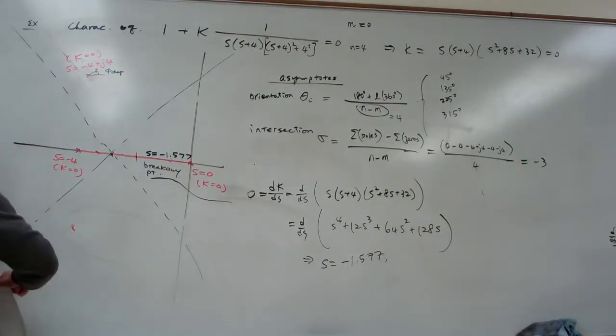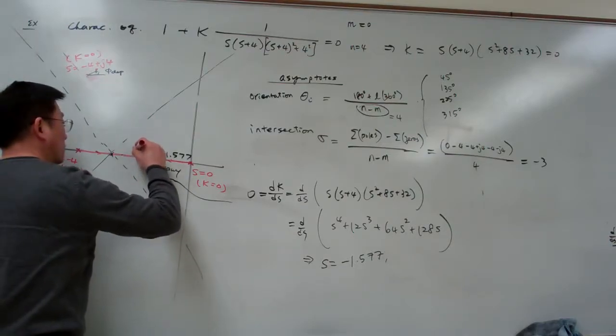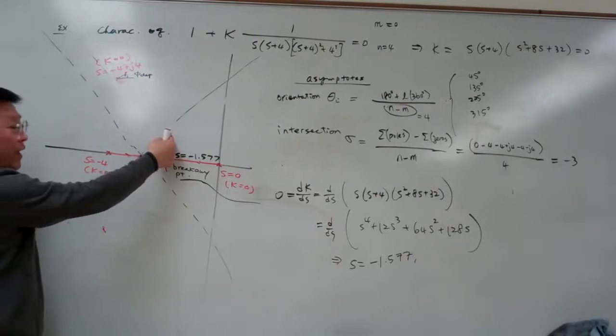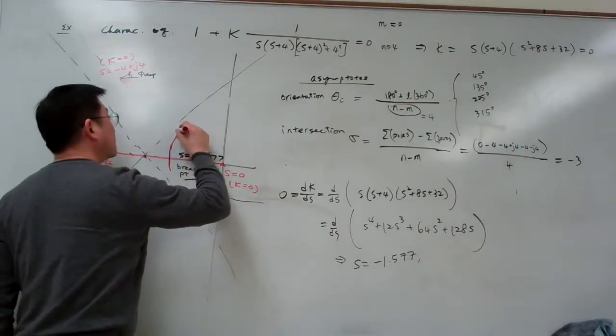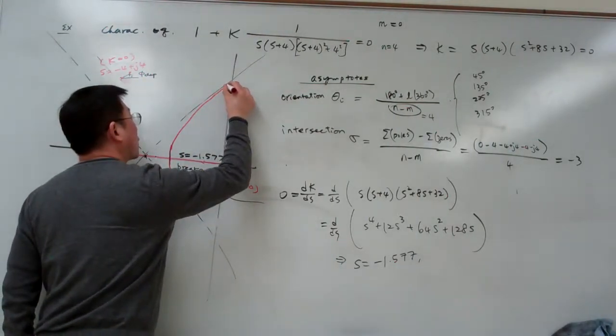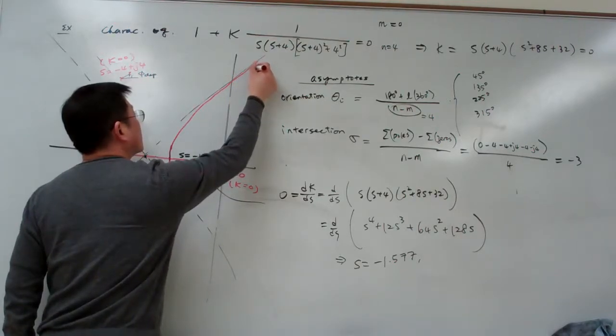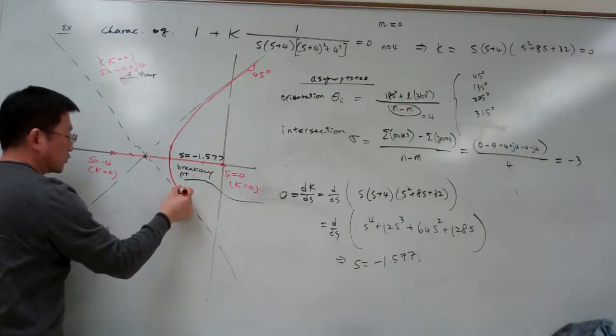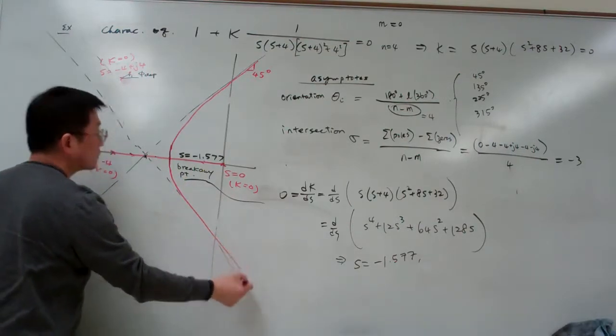So now we can find the branches. One branch goes here, one branch goes here. There's an asymptote nearby, and we simply follow it up and eventually go to 45 degrees. The other one is symmetric, reflective symmetric.